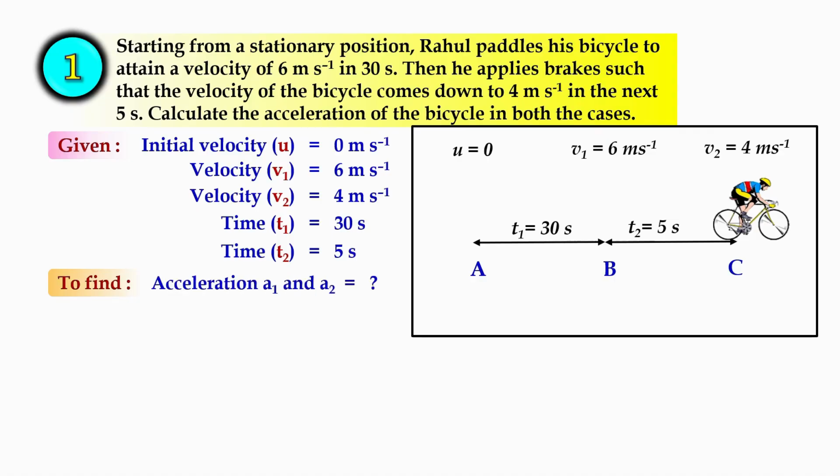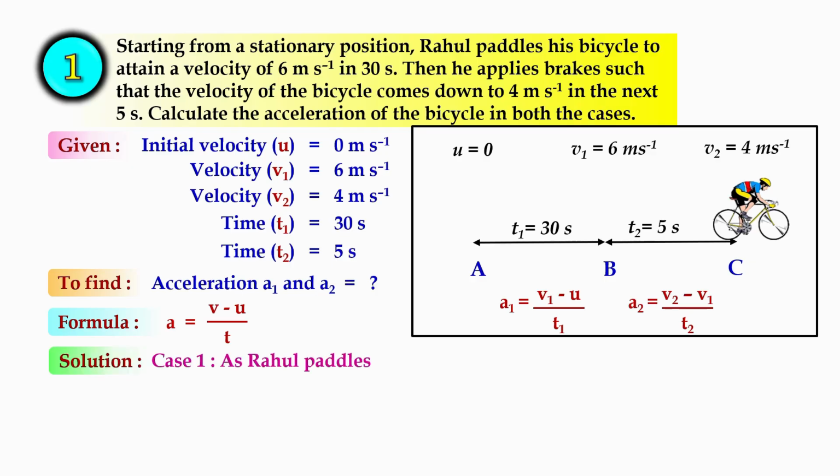To calculate acceleration, we use the formula: acceleration equals final velocity minus initial velocity divided by time. Let us first calculate the acceleration while Rahul is paddling. a1 equals 6 minus 0 divided by 30. This gives 0.2 meters per second squared. So the acceleration while paddling is 0.2 meters per second squared. Now we will calculate the acceleration during braking, which we will continue in the next step.